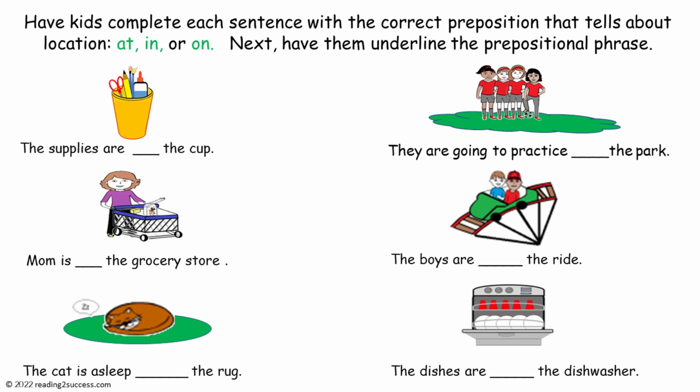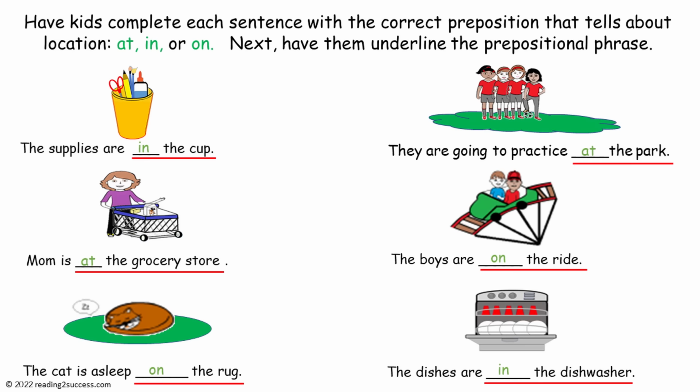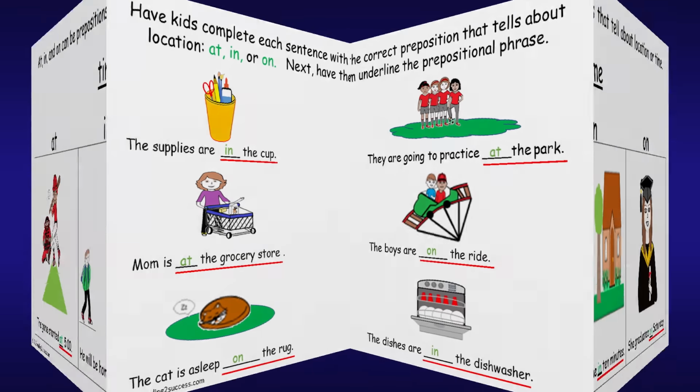Have kids complete each sentence with the correct preposition that tells about location: at, in, or on. Next, have them underline the prepositional phrase. The supplies are in the cup. Mom is at the grocery store. The cat is asleep on the rug. They are going to practice at the park. The boys are on the ride, and the dishes are in the dishwasher.